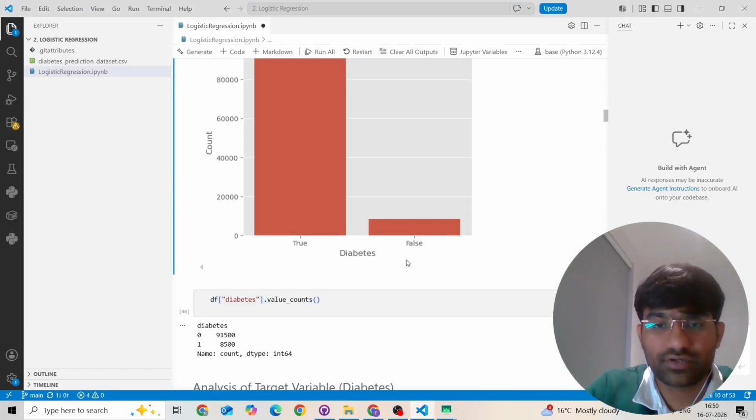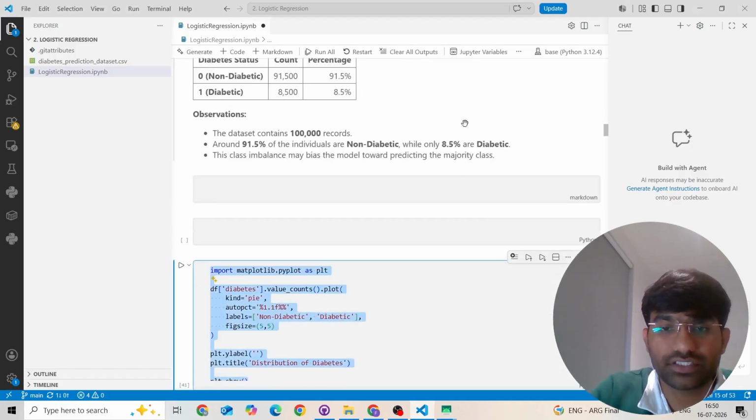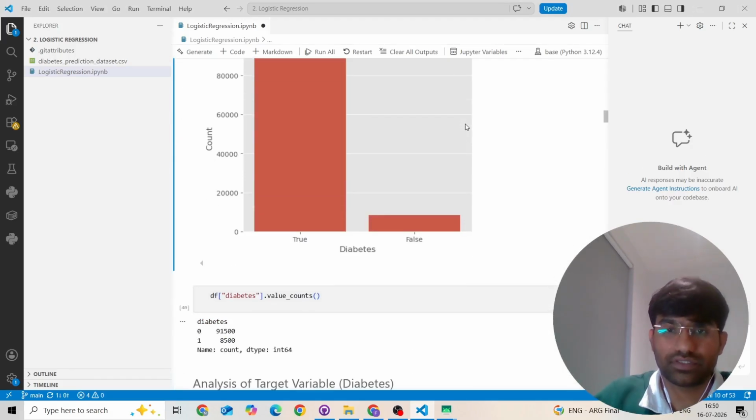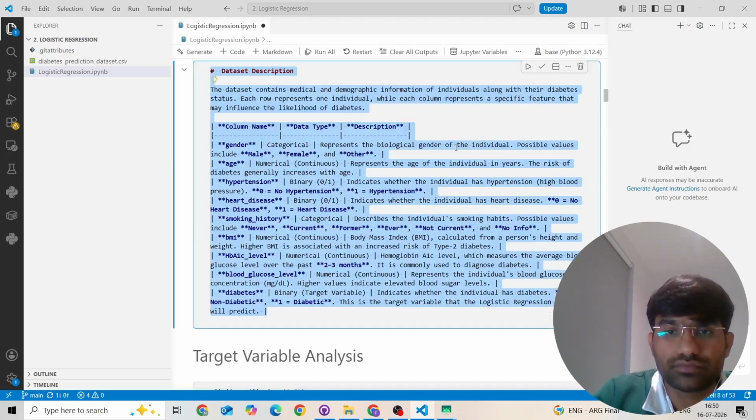So let's get back to our practical implementation. We have two columns here. One is gender.